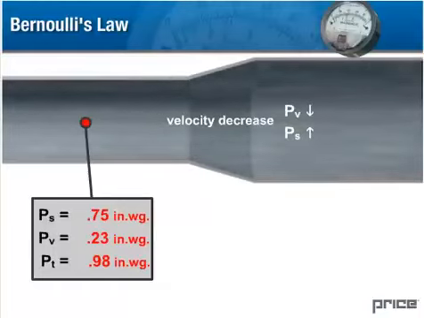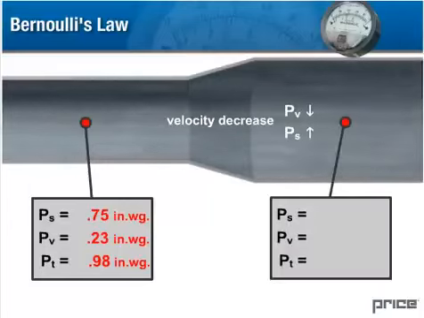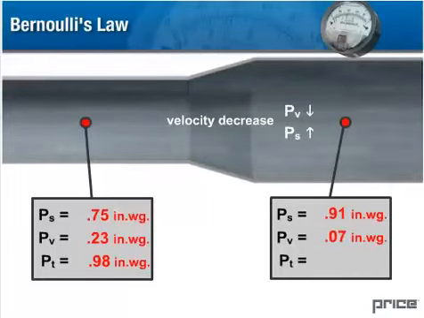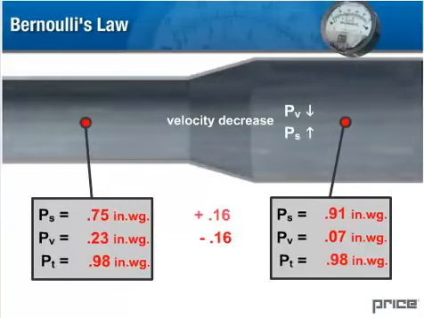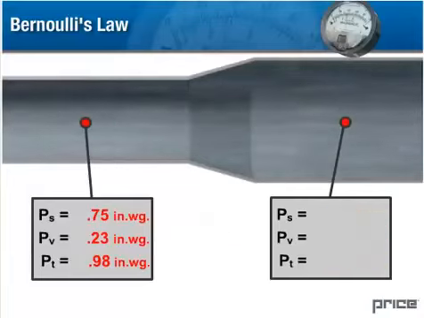In the absence of duct friction and air turbulence, we might expect to make the following measurements on the downstream side of the transition: a static pressure of 0.91 inches of water plus a velocity pressure of 0.07 inches of water for a total pressure of 0.98 inches of water. What we lost in velocity pressure is gained in static pressure. However, due to turbulence produced at the transition, there will be a loss of total pressure.